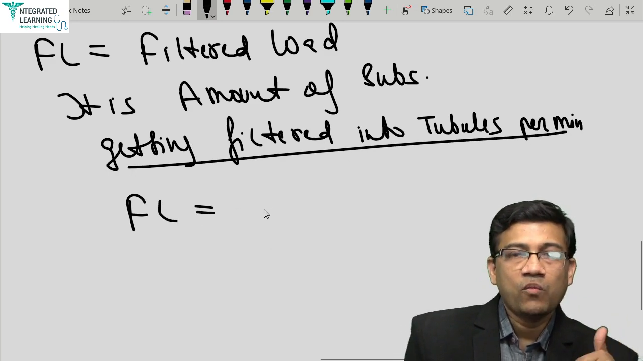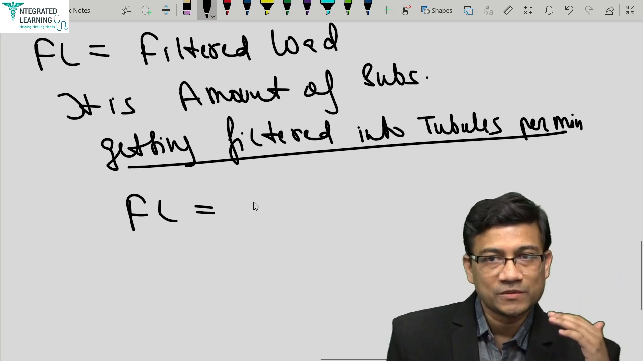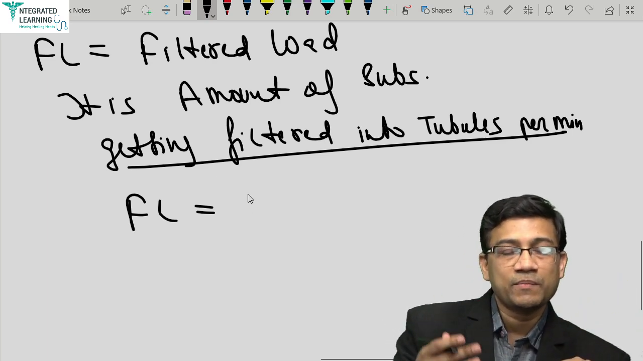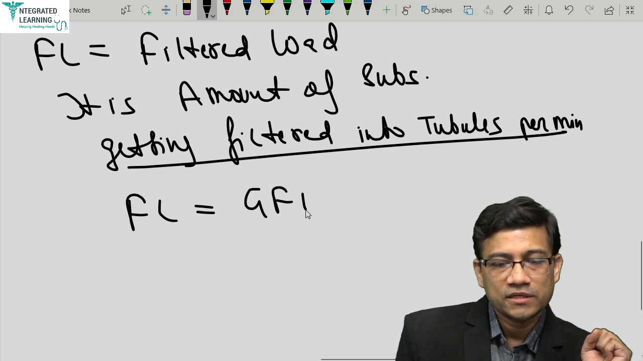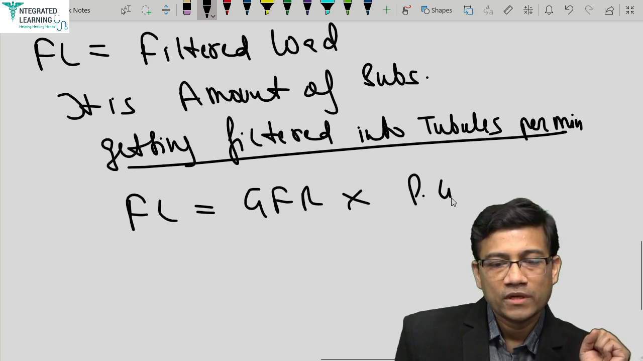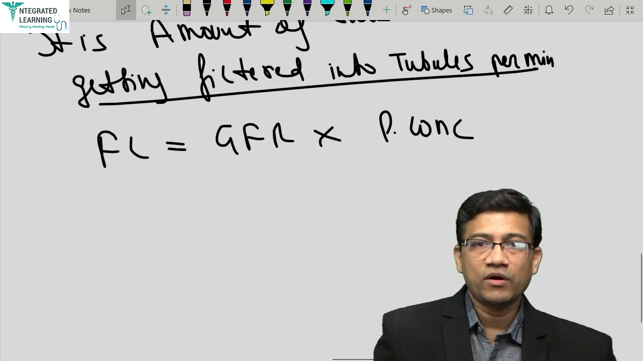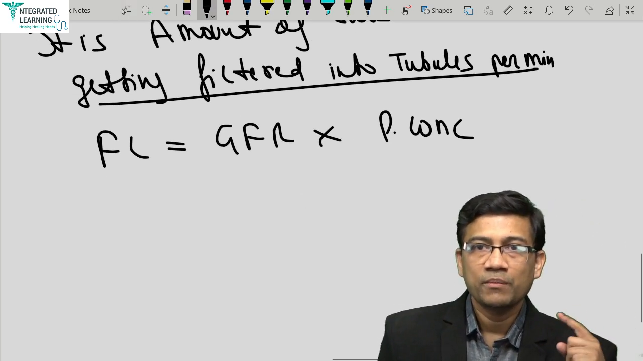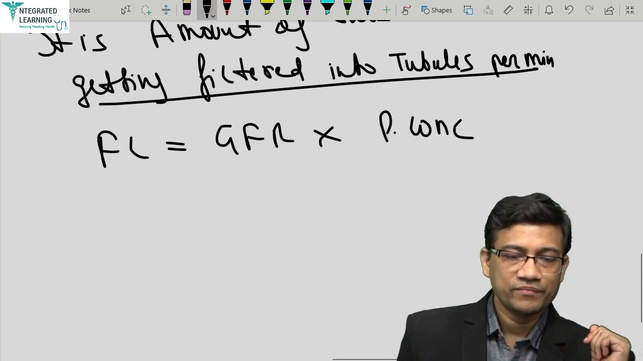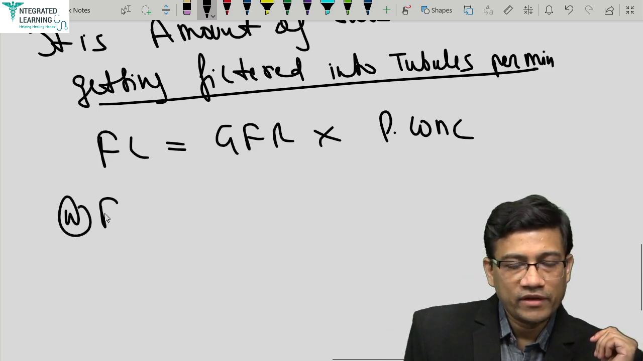Very easy. How much substance is coming depends on how much plasma is coming and how much substance is in that plasma. So the formula is GFR into plasma concentration. Let us calculate the normal FL for glucose.